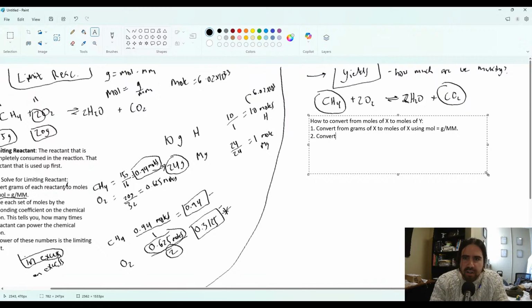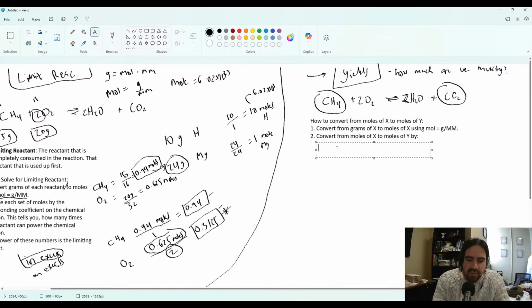Next, you're going to convert from moles of X to moles of Y by doing this formula. So you'll take moles of X and multiply it by the coefficient of Y divided by the coefficient of X. And that's going to change it into moles of Y.